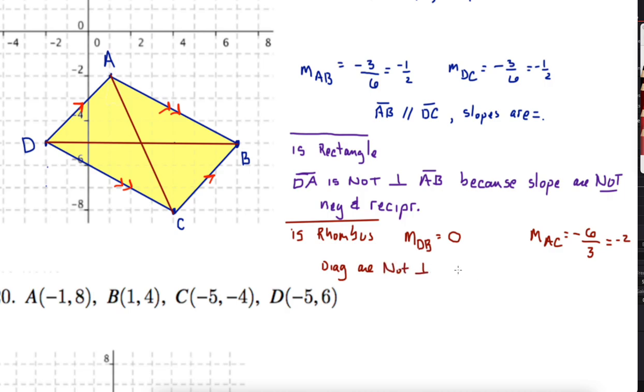So the diagonals are not perpendicular. Therefore, ABCD is just a plain old parallelogram.